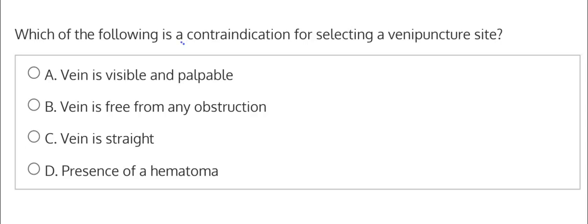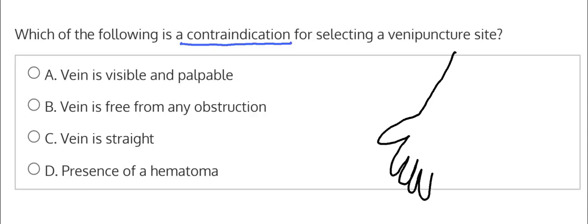Which of the following is a contraindication for selecting a venipuncture site? So now let's review some of the reasons why you would pick versus not pick a certain site. So let's say this is our patient's arm right here. And let's say that this is your vein, right?